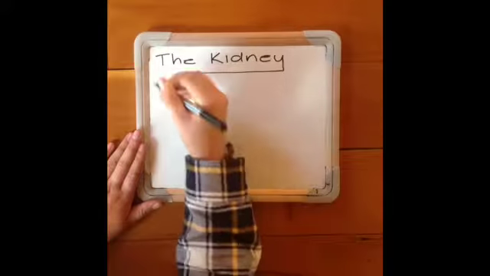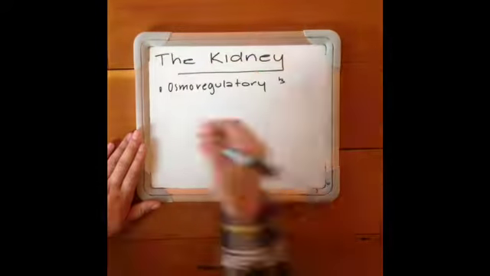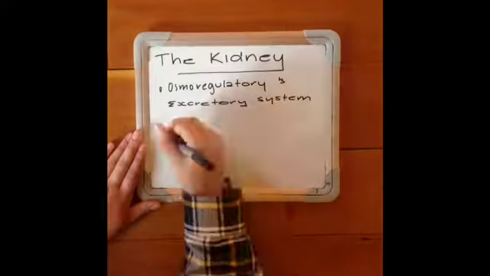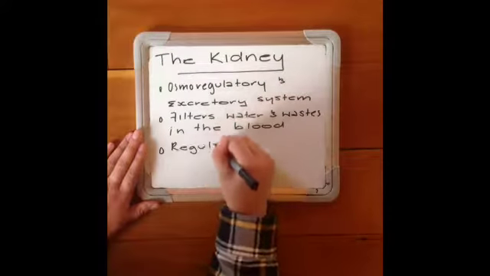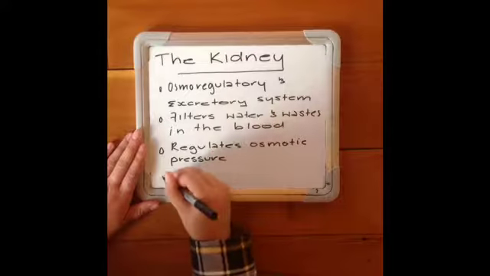The kidney is part of the osmoregulatory and excretory systems. Its job is to filter the blood and regulate the osmotic pressure in the body of mammals. Kidneys filter the blood through nephrons, and the harmful products that are removed from the blood are excreted in the form of urine.